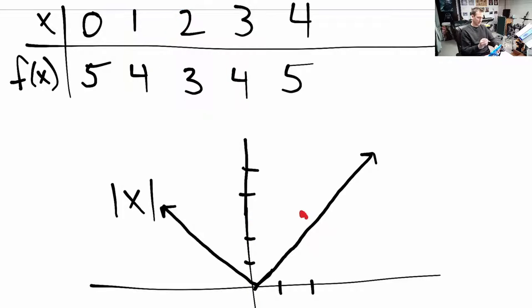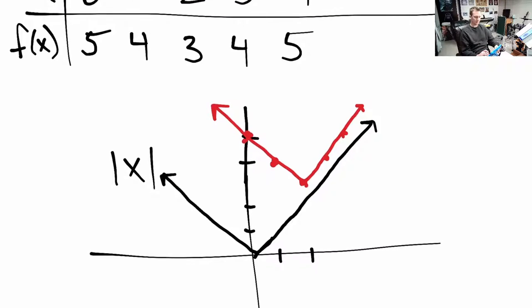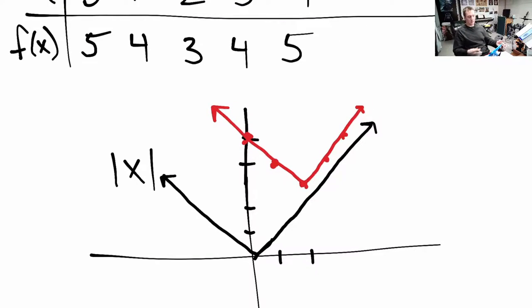When we plugged in 1 and 3, we actually got a height of 4. So here and here. When we plugged in 0, we got a height of 5. And when we plugged in 4, we got a height of 5. So this graph is quite similar, has the exact same shape. It's just been shifted to the right 2 and shifted up 3.